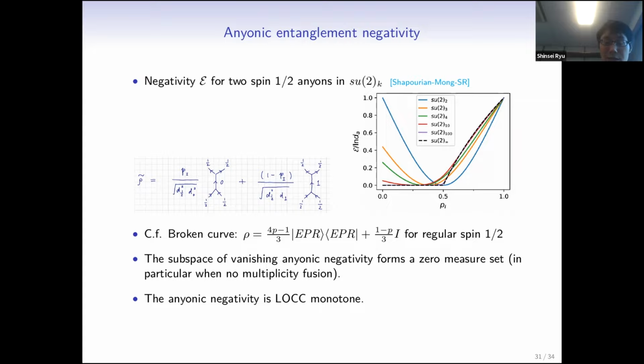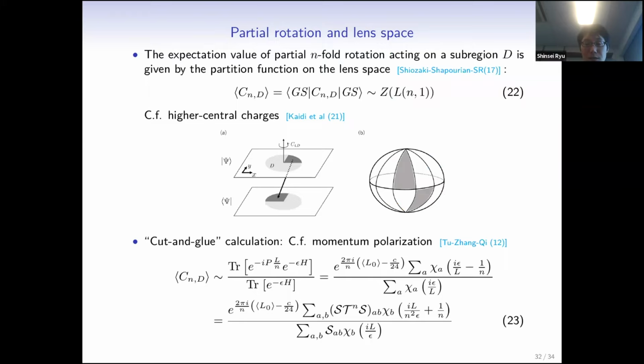Another important property I want to mention for anionic negativity is that it is an LOCC monotone. I started off by saying entanglement entropy is not a good quantum entanglement measure at finite temperature because it is not monotone. It doesn't monotonically decrease under LOCC. But the anionic negativity we define is an LOCC monotone. So it's a kind of sensible entanglement measure. Yeah, so I hope to revisit this in the future to get further insight into the entanglement in anionic systems. Is there any question on the anionic negativity and the anionic partial transpose?